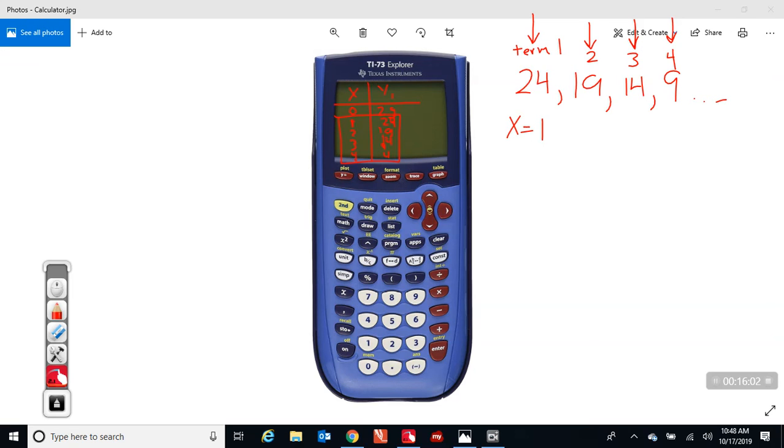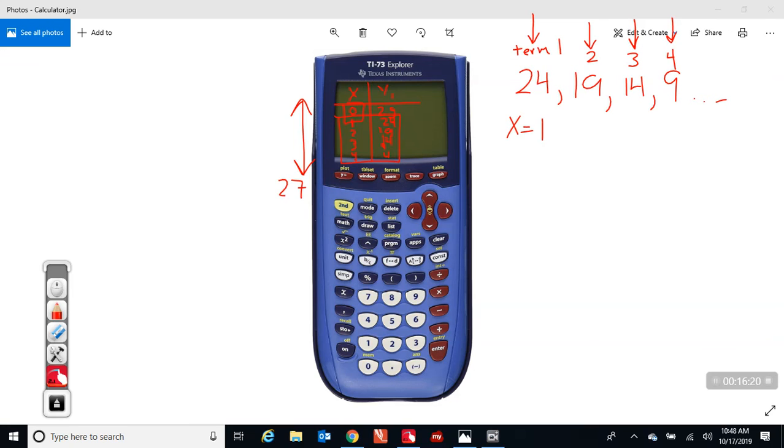Now, in here, you can use your cursor over in this column here, and you can scroll down or up, depending on where your cursor's at, to get to the value you want. In fact, you could scroll all the way down. We wanted the 27th term. And you could scroll all the way down to 27 and see what the value of the 27th term is.